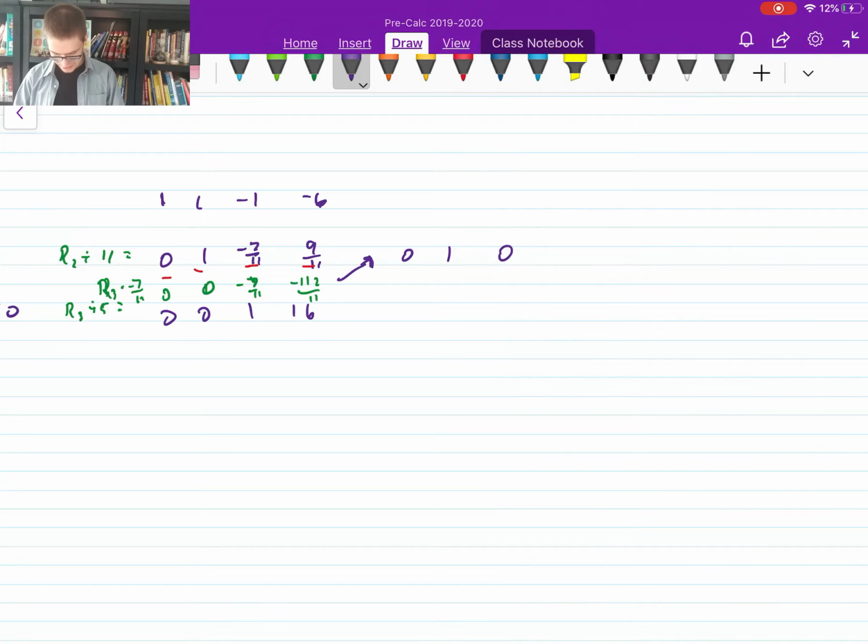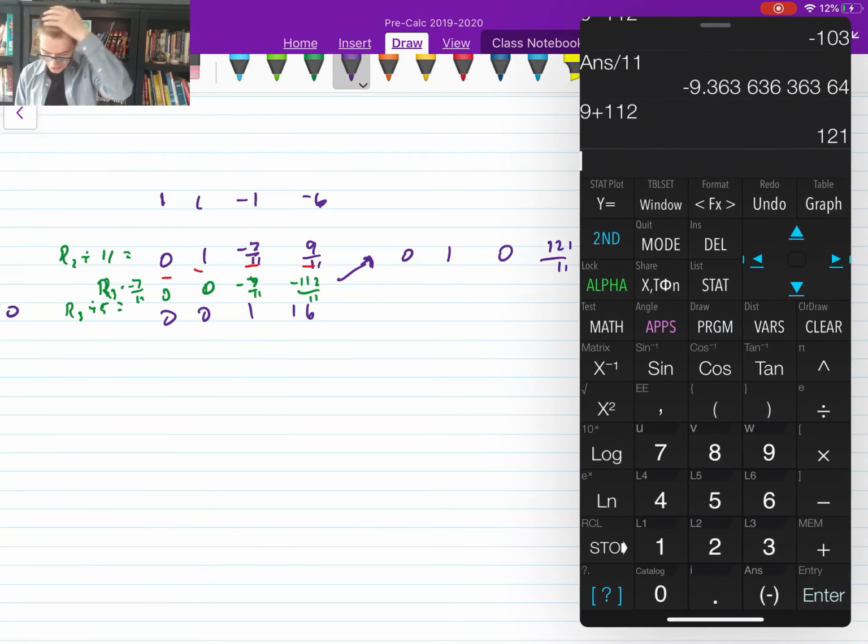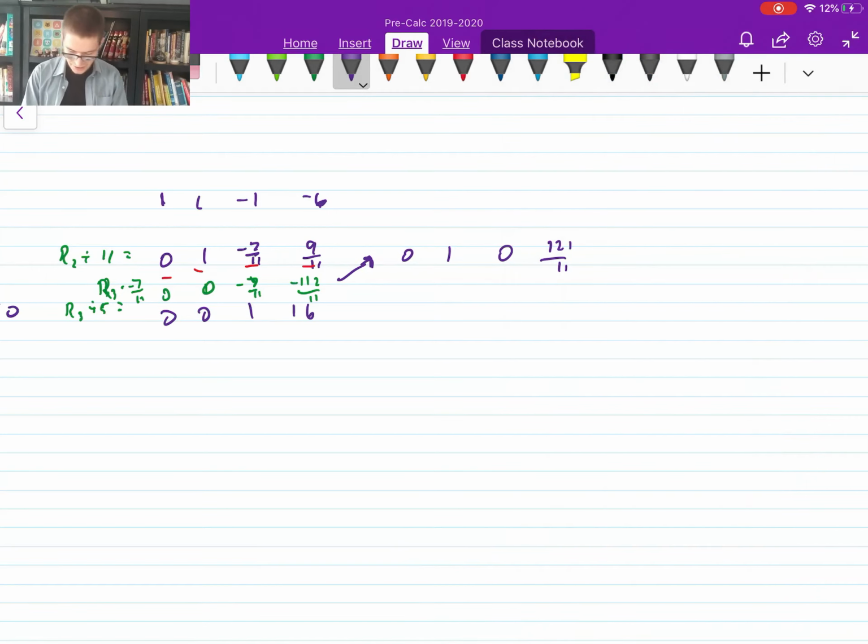So this becomes 121 over 11, which looks scary, but 121 divided by 11 is 11. So this is 1, 0, and 11. Okay, that looks like a number that could actually be the answer, which is great.